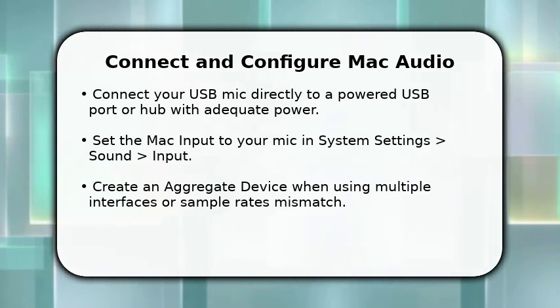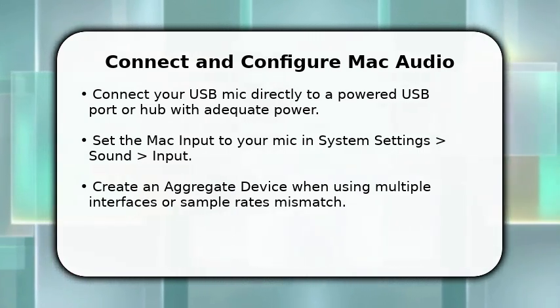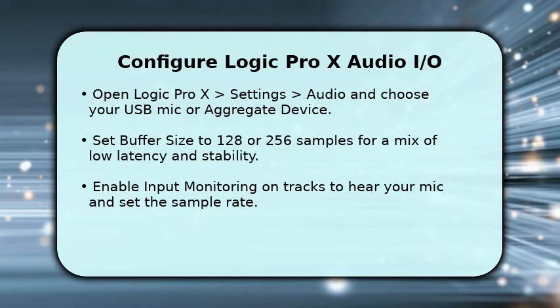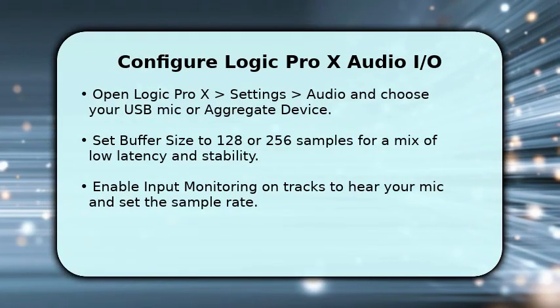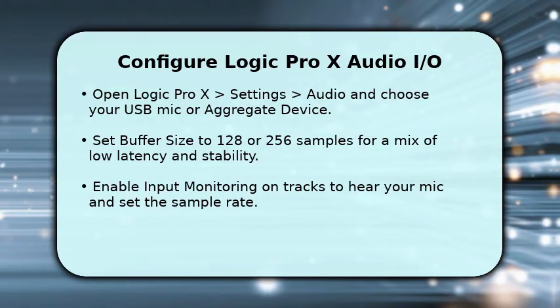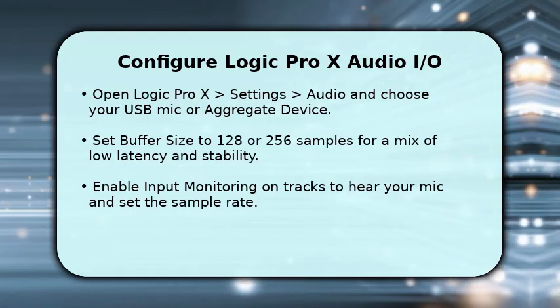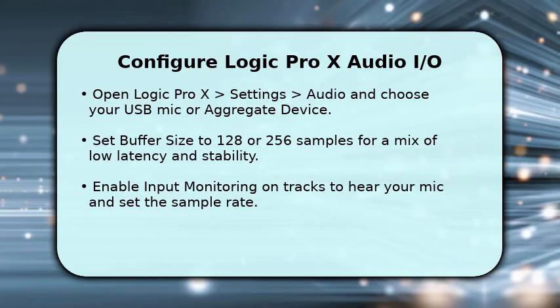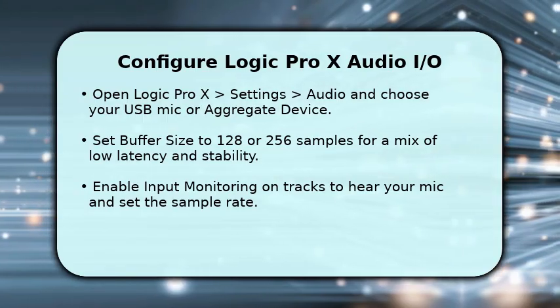Launch Logic Pro X and navigate to Settings, then Audio. In Devices, select your USB mic or the aggregate device you created. Set the input and output to that device to route audio correctly. Choose the sample rate to match your Mac OS audio MIDI setup, often 44.1 kHz or 48 kHz.